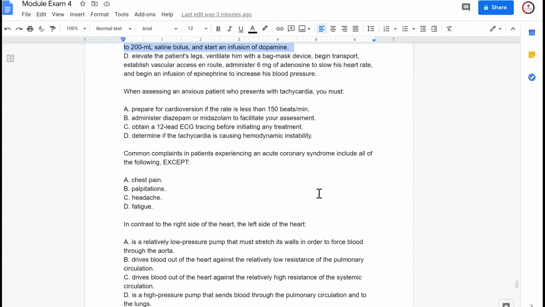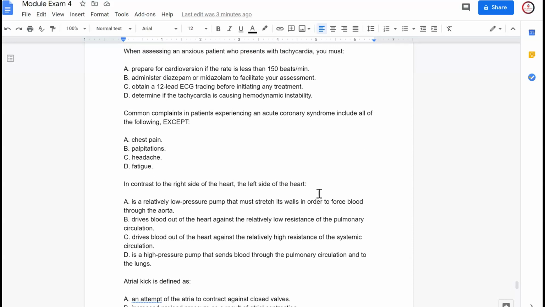Common complaints in patients experiencing an acute coronary syndrome include all of the following except chest pain. That's good. Palpitations. Yeah, that's good. Headache. No, probably not. Or fatigue, which we talked about, right? Women deal with fatigue. Your best answer is C, headache.